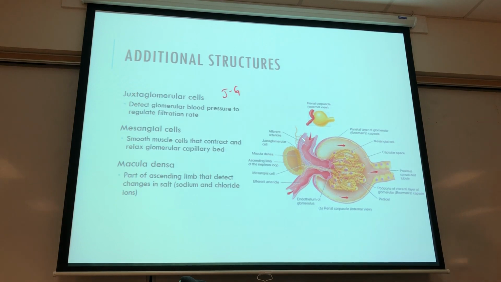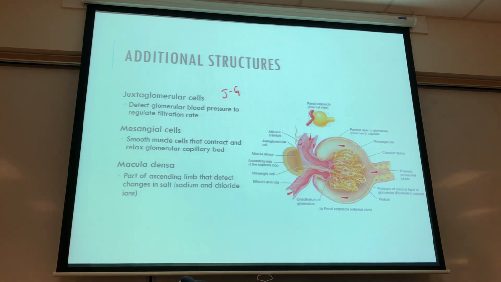So the JG cells are present within the afferent arteriole. There are cells contained within the JG cells that detect pressure. There are stretch receptors located within the smooth muscle surrounding the afferent arteriole. And I'll talk about that at the end of today's lecture.